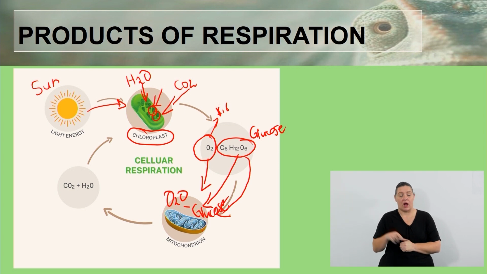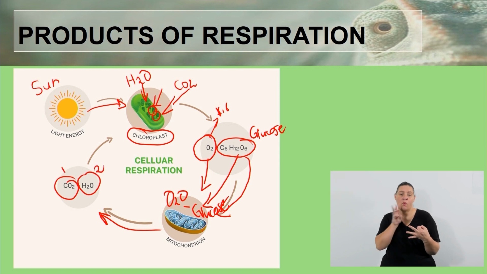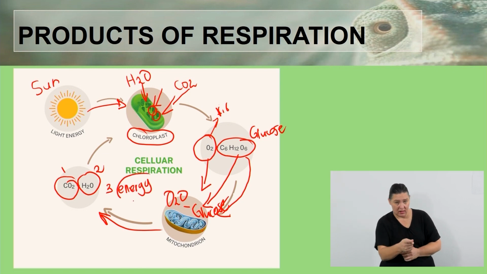And when the glucose is broken down, 3 things are released. The first one is carbon dioxide. That is one of the things that are released, carbon dioxide. The second one is water, which is H2O. And the third one is energy. And if you remember very well, we said our energy is released into the body of the organism to allow it to perform life processes and other tasks that it needs to perform to survive.